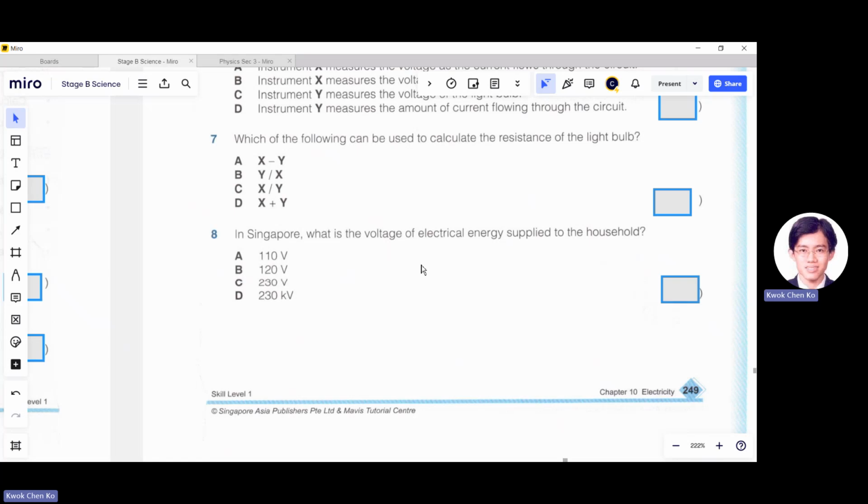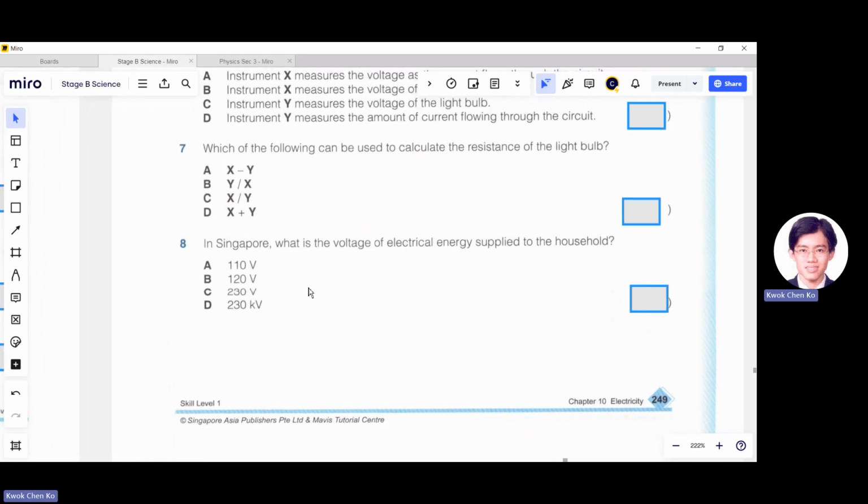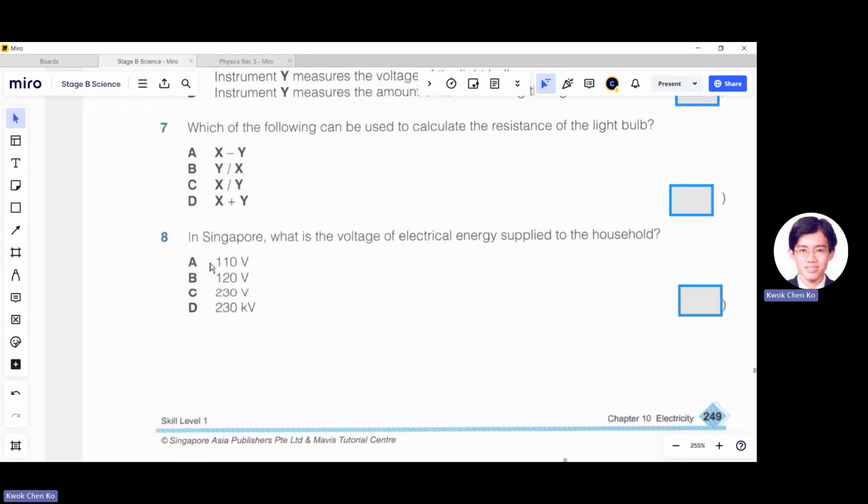Okay, come, this one I'll give you the answer for free. And number eight, just asking about number eight. For Singapore, it's 230 volts at home. But if you go to China, it's 110 to 120. So if you go to China and bring some device there to use, it may spoil your device if your device is not suitable for that voltage.